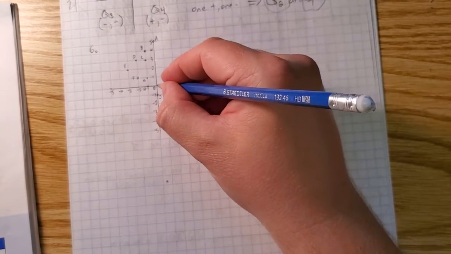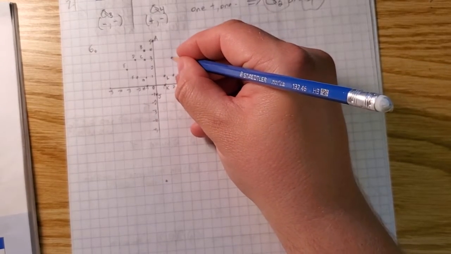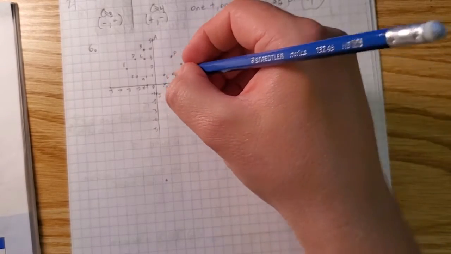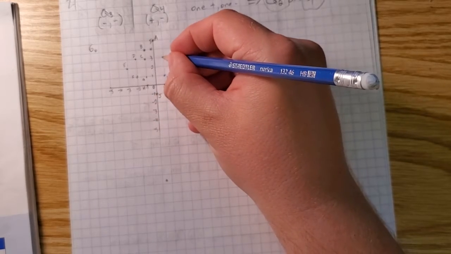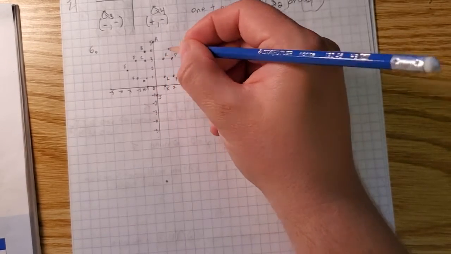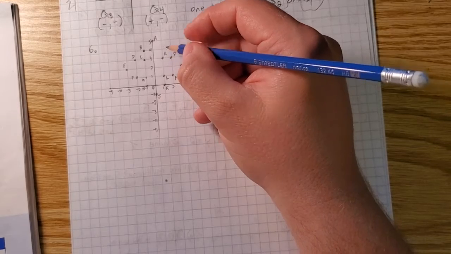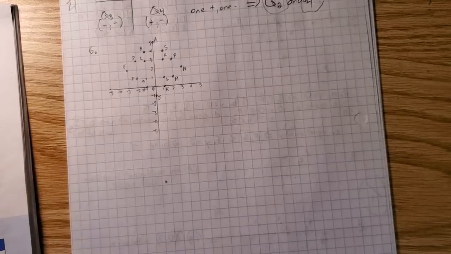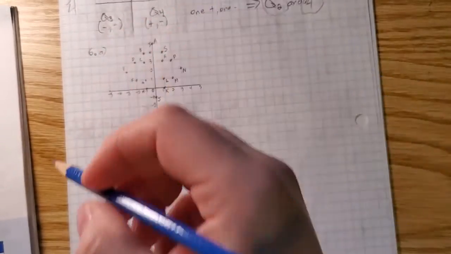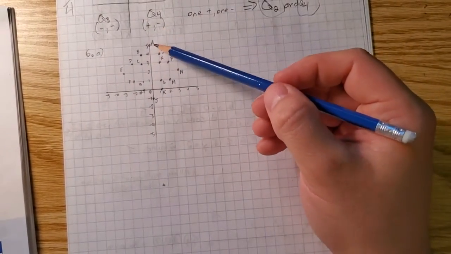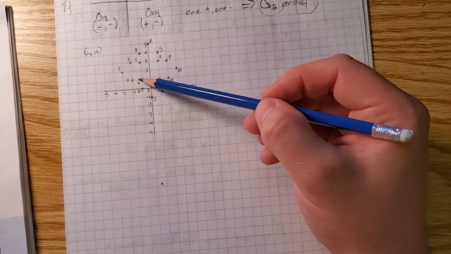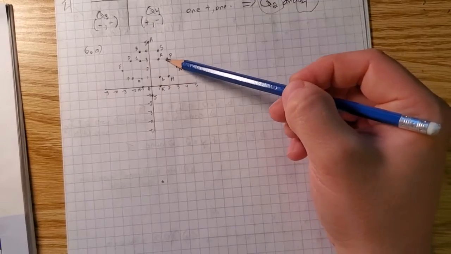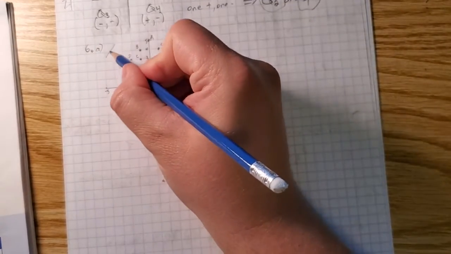P is 2, 3. 1, 2, 3. It's P. R is 1, 3. And S is 1, 4, which is right here. Now it says in part B, oh, sorry, before we do anything further, there was 1, 2, 3, 4, 5, 6, 7, 8, 9, 10, 11, 12, 13, 14, 15, 16 points. So part A is out of 16.